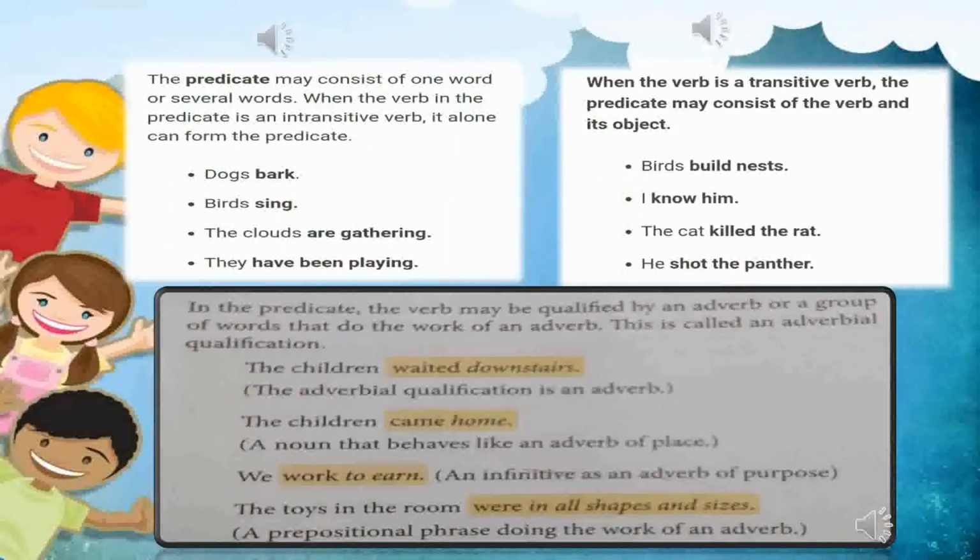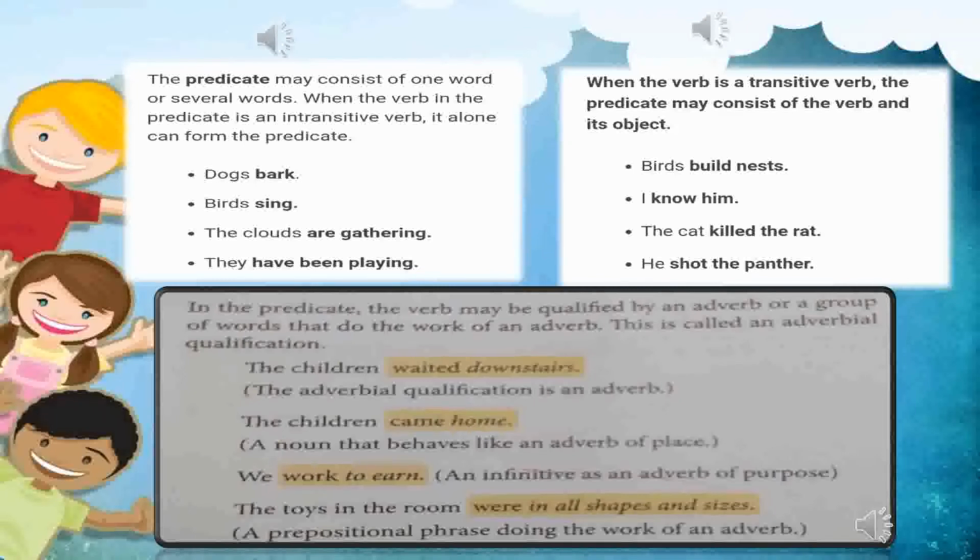Just like the subject, the predicate may also consist of one word or several words. When the verb in the predicate is an intransitive verb, it alone can form the predicate. There is no need of more words as object or something else, just like given in the following examples.